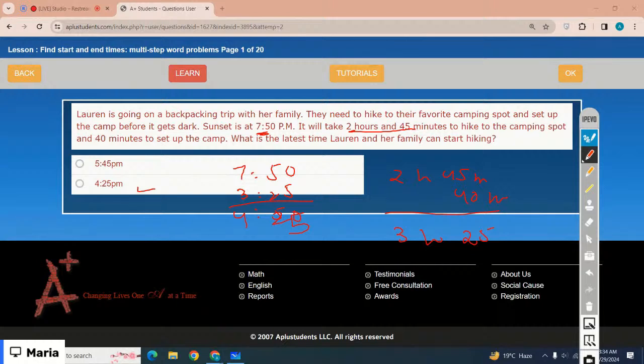The total time they need is 3 hours 25 minutes. So just subtract 3 hours 25 minutes from 7:50 so that you can know how. Got it? The correct option is 4:25 p.m., right?